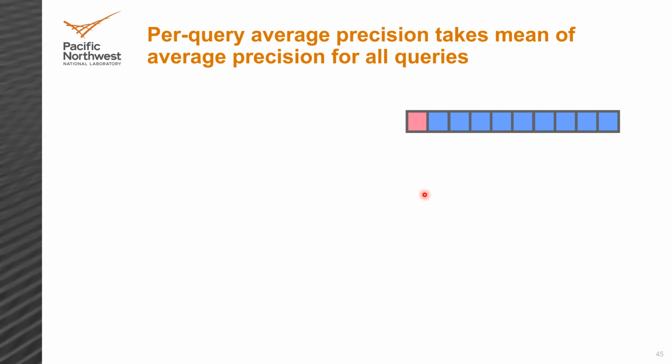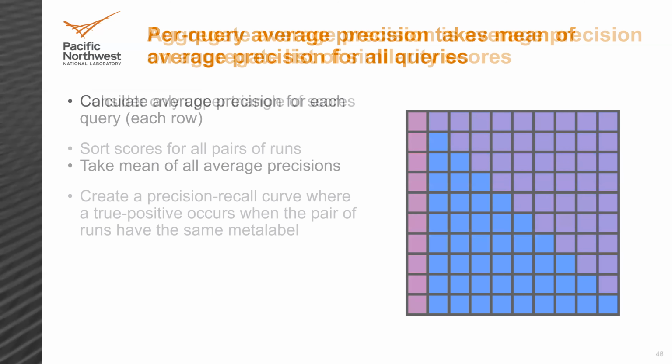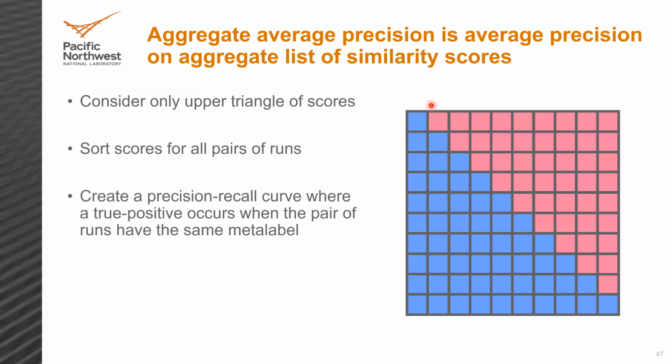Since we have a whole number of data sets, we can make each individual run a query, and then we can calculate the average precision for each of these queries, and then take the mean of all those average precisions, and that gives us the per query average precision. The aggregate average precision only considers this upper triangle of scores, and it's going to sort these scores shown in pink, and we create one individual precision recall curve where a true positive occurs when the pair of runs share the same meta label.